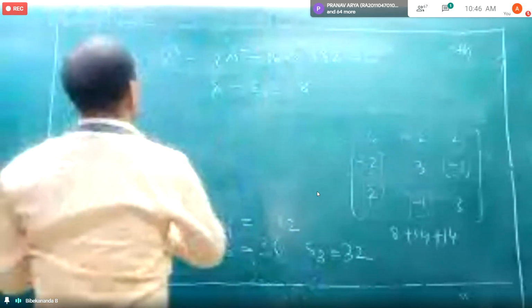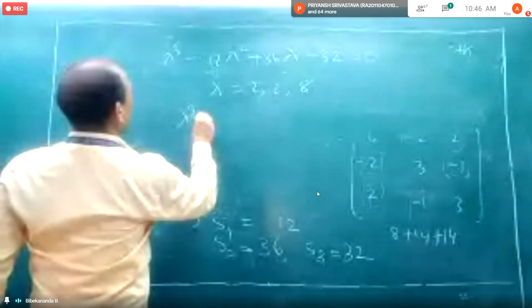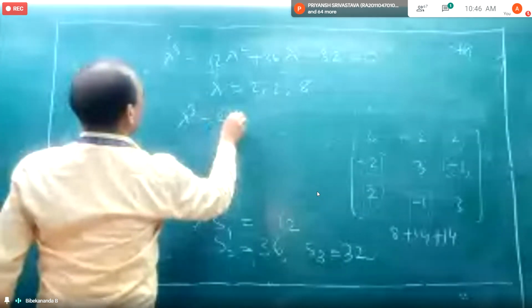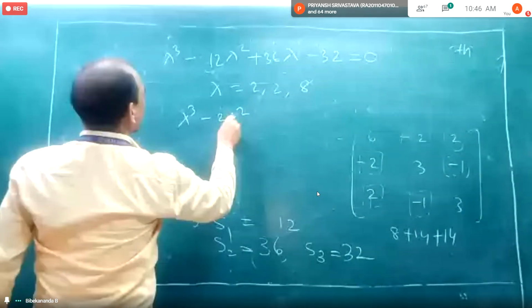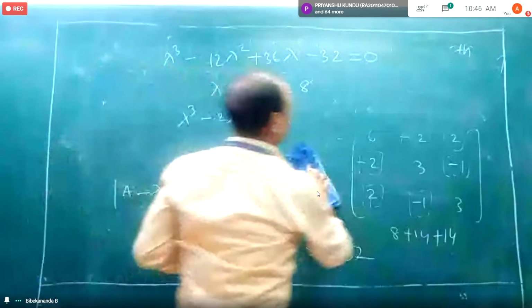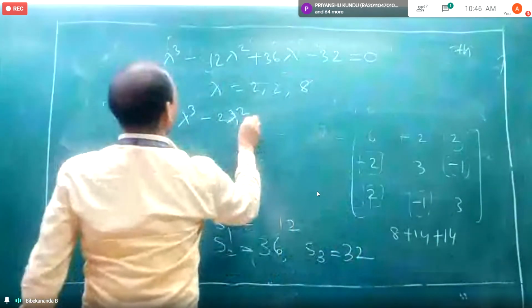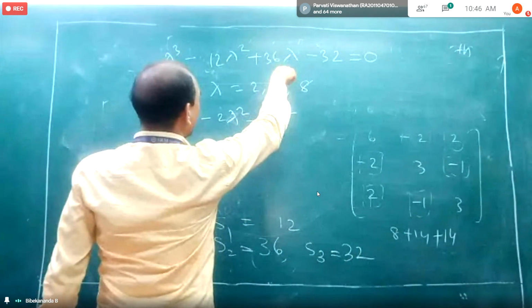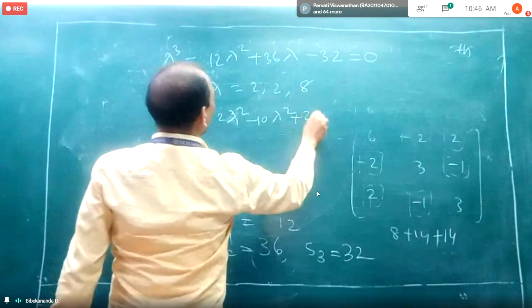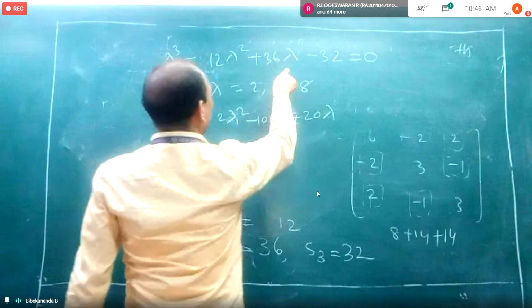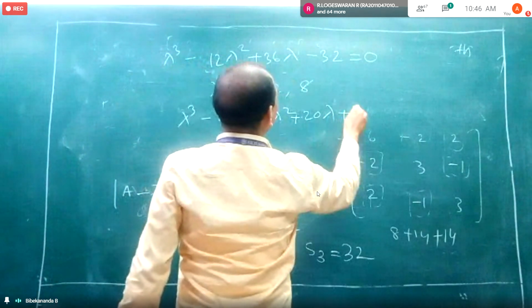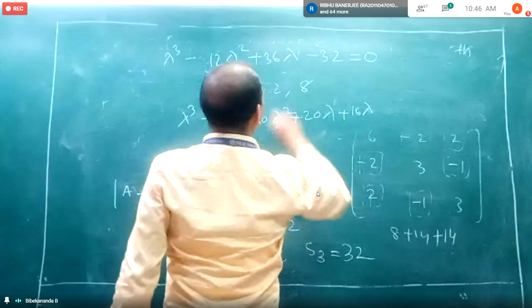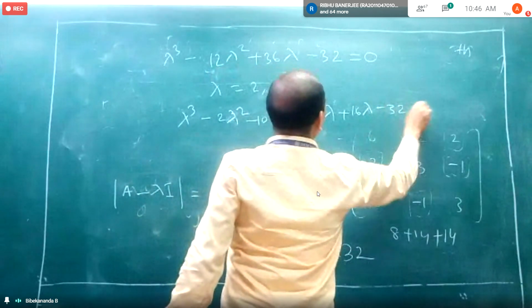So you just find lambda cube minus 2 lambda square. What is the remaining term? Minus 10 lambda square. And here you want to get 2, so plus 20 lambda. Then here you will have minus 16 lambda, and then minus 32 equal to 0.